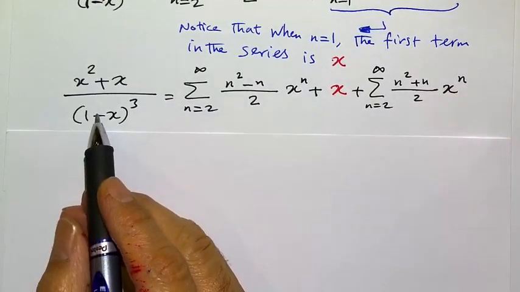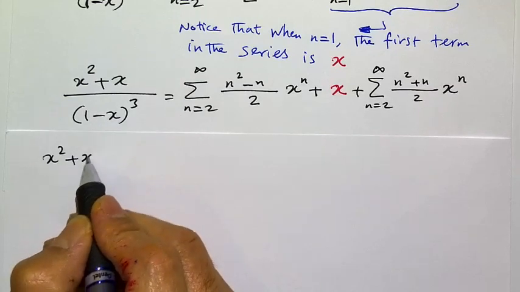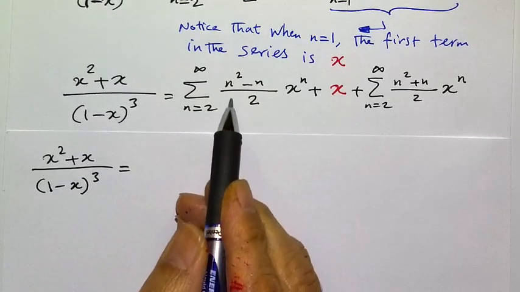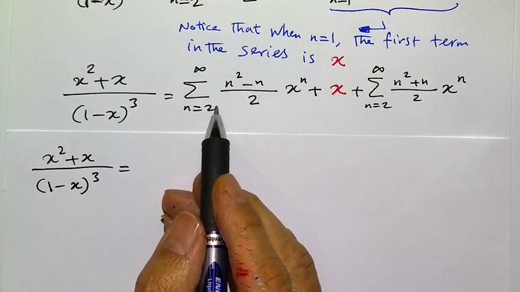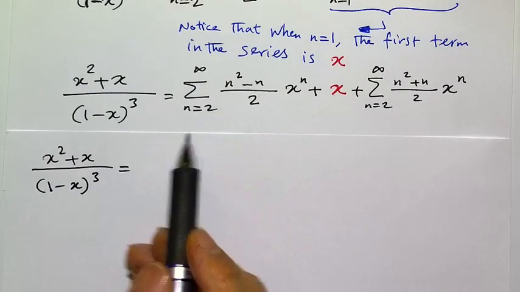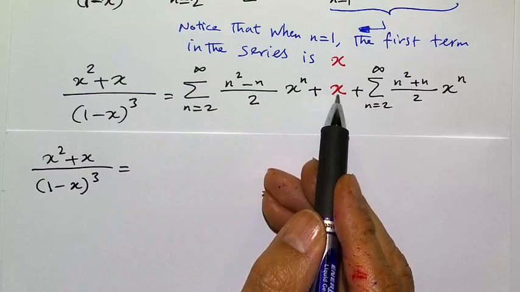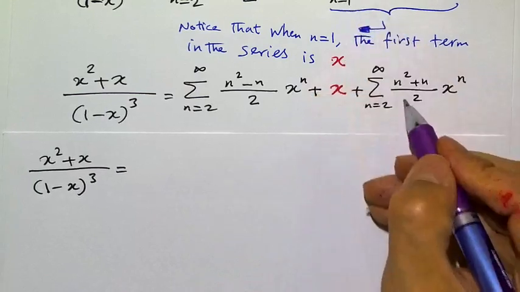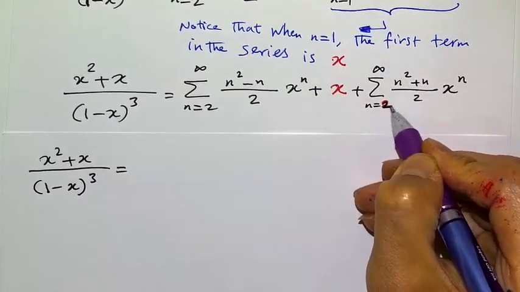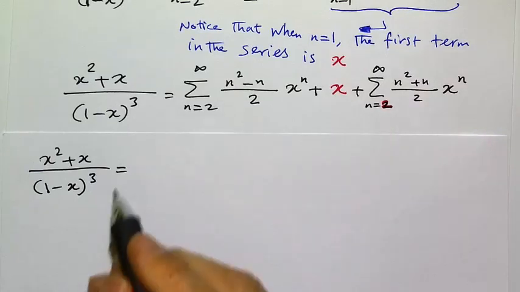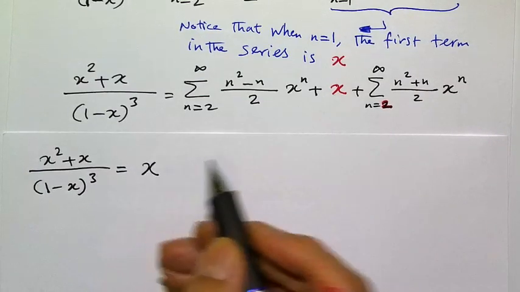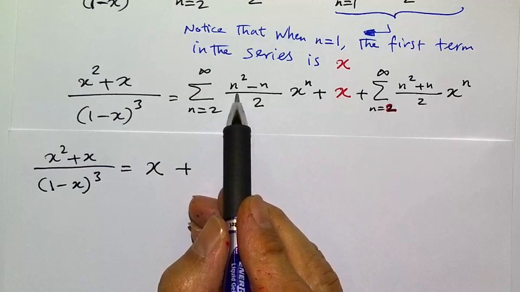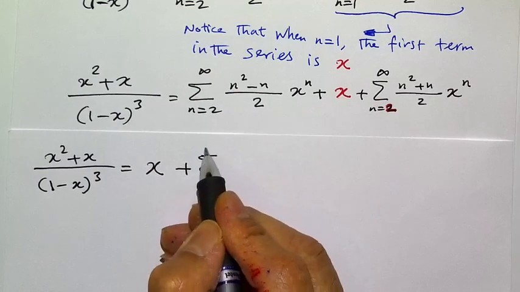So on the left, we still have the same thing, x squared plus x over 1 minus x cubed. So let's separate these. So we're going to have, let's see, I'm just going to put this x at the beginning. So this x, and by the way, from here, what changed was this index. This is 2. Okay, so I'm just going to put the x here at the beginning, plus, let's separate these. I will have the index.